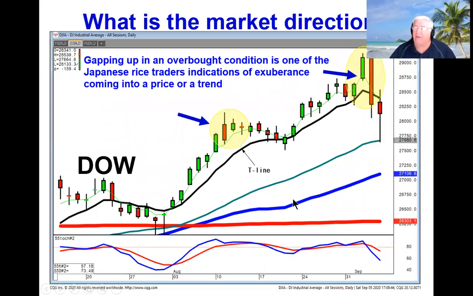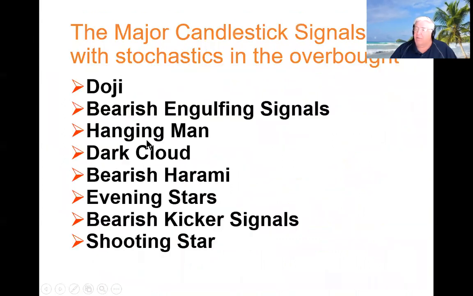We saw that in the Dow this past week. Look how it gapped up in the overbought condition. That's when you start looking for profit taking. When they gapped up in the overbought condition and reversed it, that's when it was time to take profits. So your major sell signals are just as easy to learn as the candlestick buy signals.